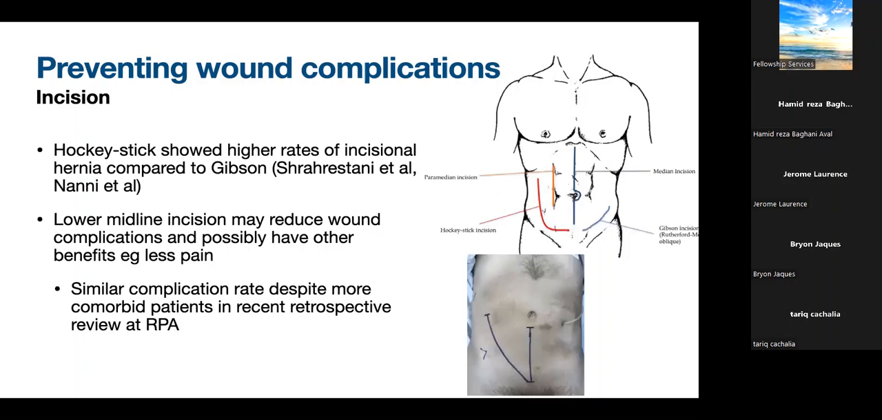The incision that people use, I know at RPA, it's a predominantly Gibson incision-led service, with one surgeon performing a lower midline approach to be able to access the retroperitoneum. There's been, I think, multiple different ways to access the retroperitoneum, with the Gibson incision generally showing, I guess, the best results.